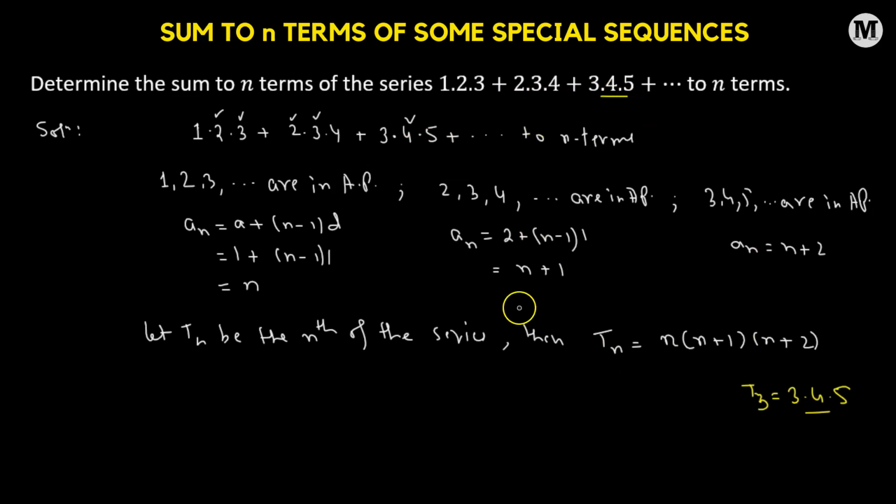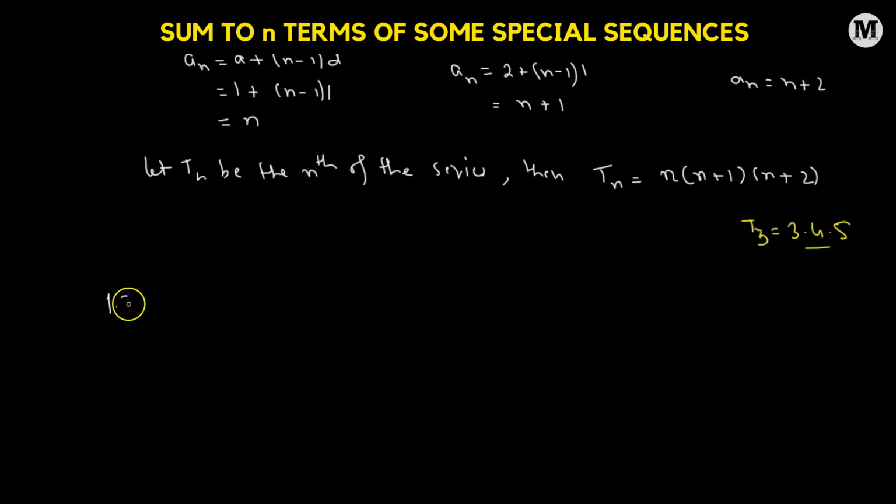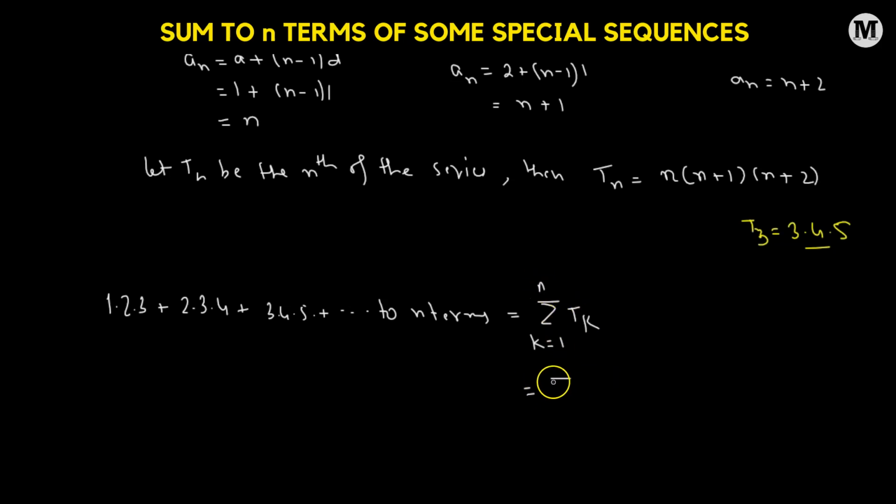Now that we have the nth term, our goal will be to find this sum. We want to find the sum of 1 times 2 times 3, added to 2 times 3 times 4, added to 3 times 4 times 5, added up to n terms. This is the same thing as taking the summation of the nth term, but we're going to replace the n value with k, such that we have tk, where k runs from 1 to n. In other words, we want to find the summation of k times k plus 1 times k plus 2, where k is an index that runs from 1 to n.